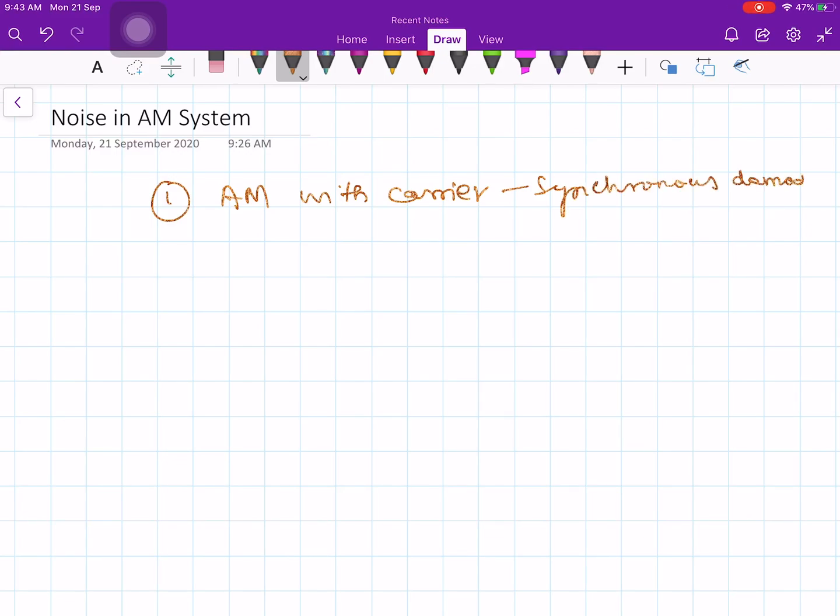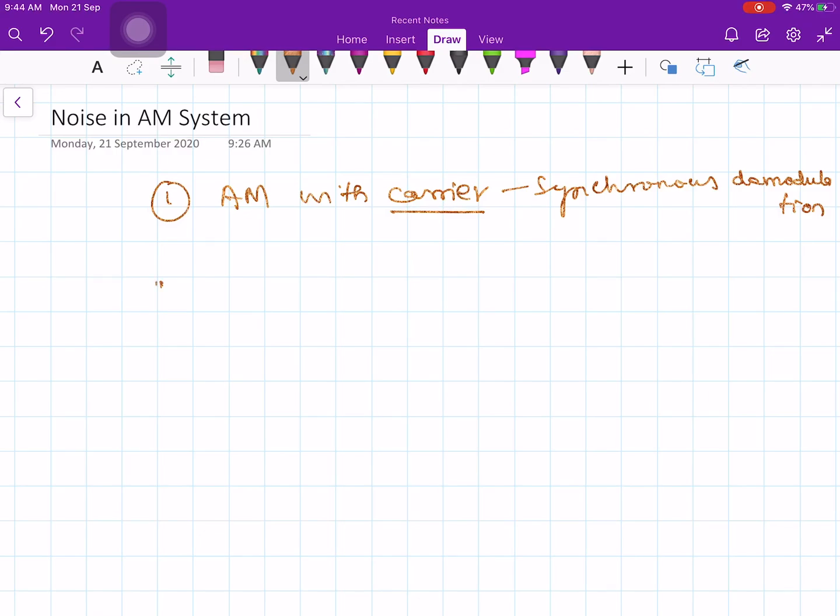You can ask me, why do we need synchronous demodulation for AM with carrier? It is useless, right? But still we will consider it only for analysis purpose. In practical, in real life, we never use synchronous demodulation. See, we are sending the carrier to simplify the receiver, right? That is the sole purpose. We are sending the carrier along with the modulated signal. So in that case, we don't want a synchronous demodulation, but we want to compare the different systems. So we are considering synchronous demodulation.